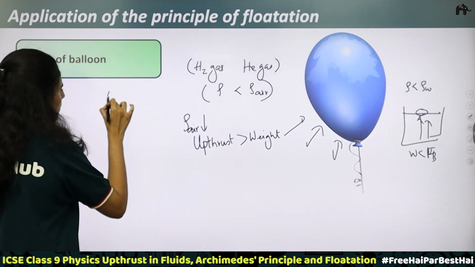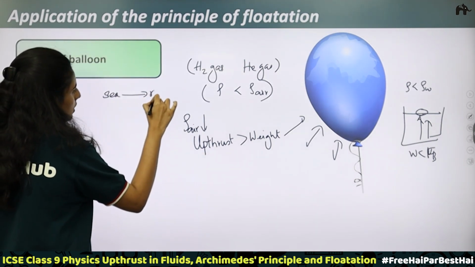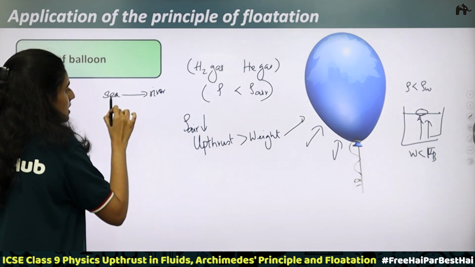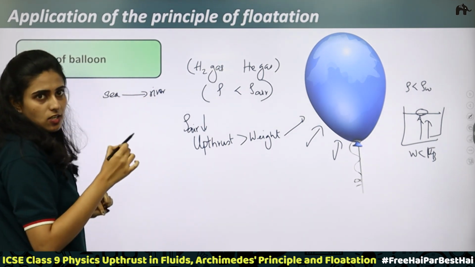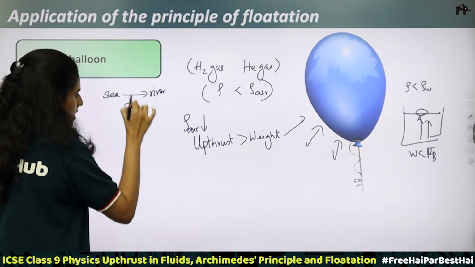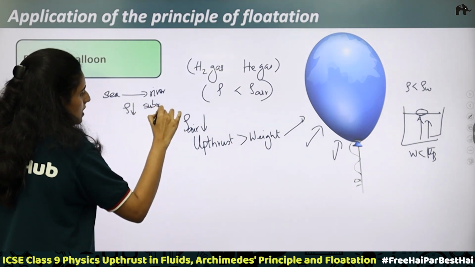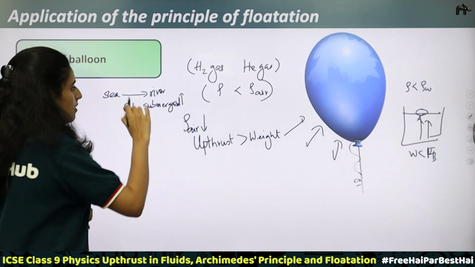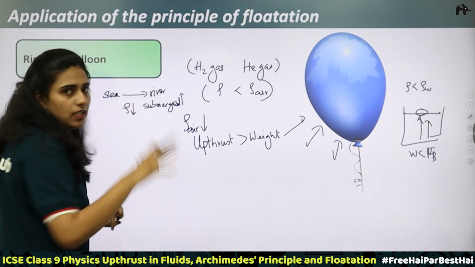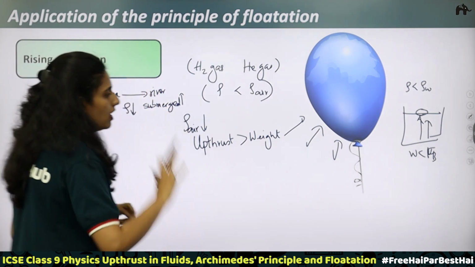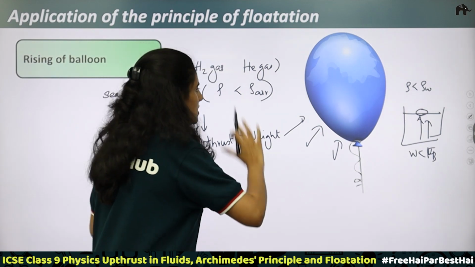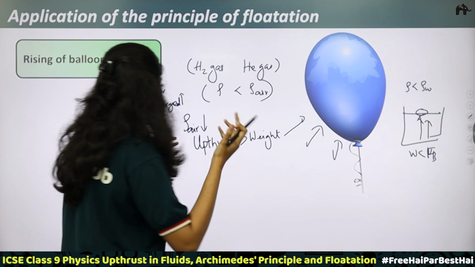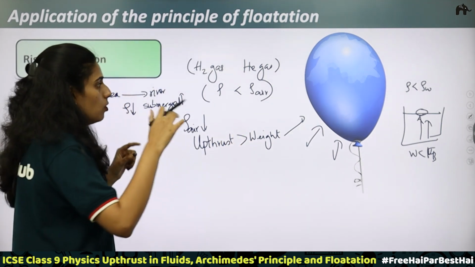So we have said, when a body moves from sea water to river water, what is happening to density? When you compare, the density of sea water is greater than the density of river water. So density is decreasing, so what happens to the submerged portion? Submerged portion will be increasing. So here when density decreases, submerged portion will be increasing. Now what happens in this case? Here the density of the air around is decreasing.